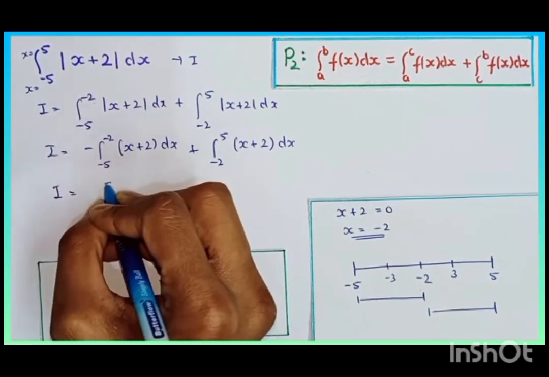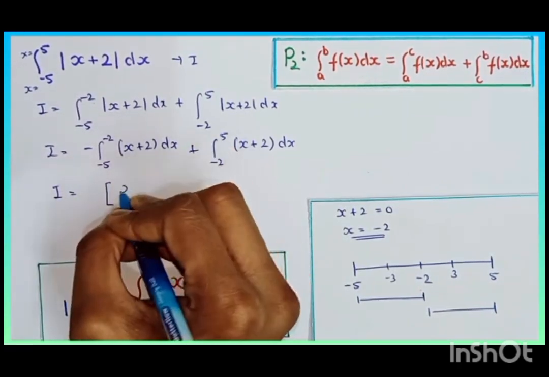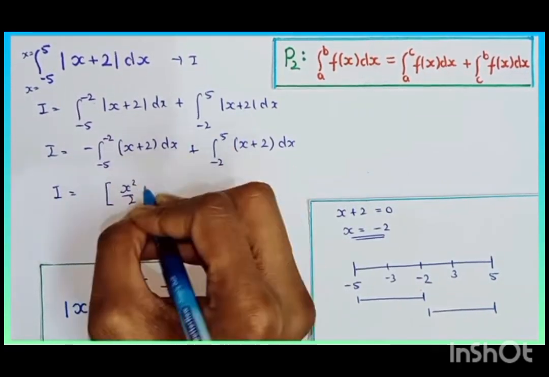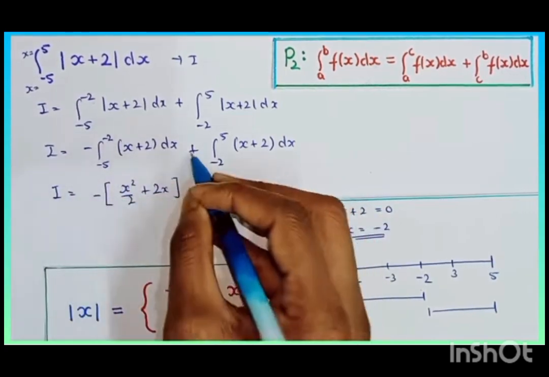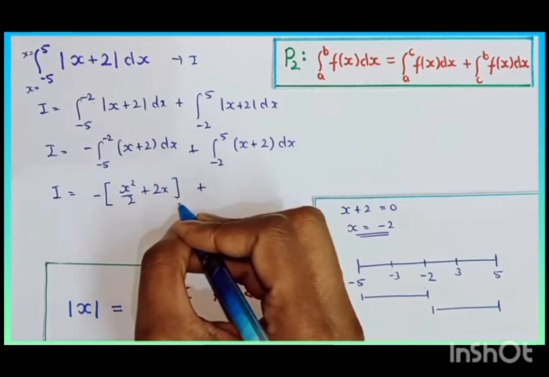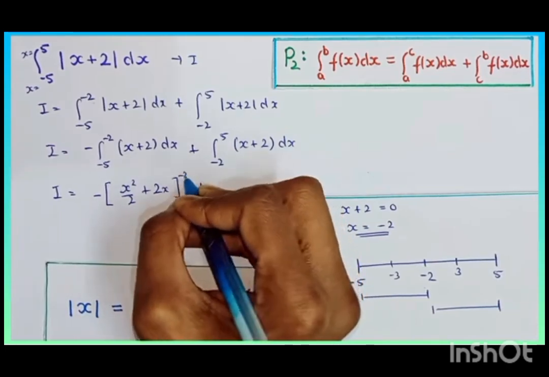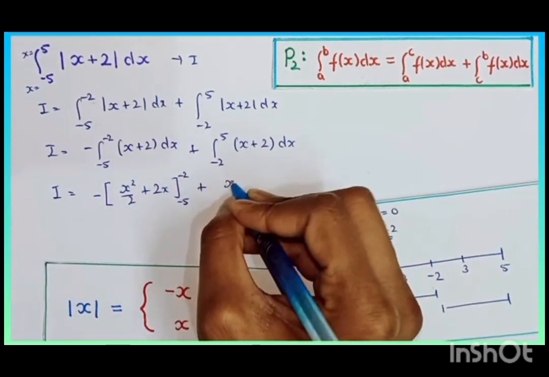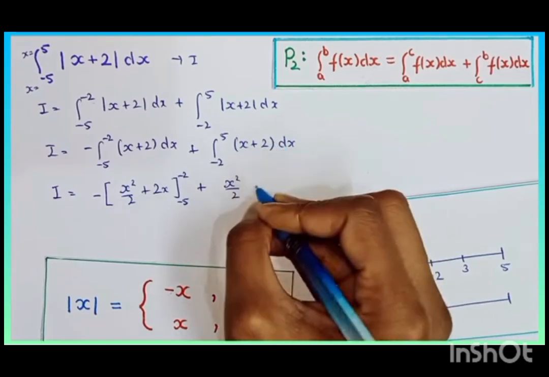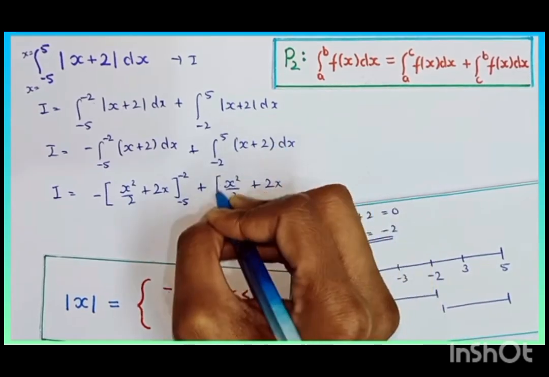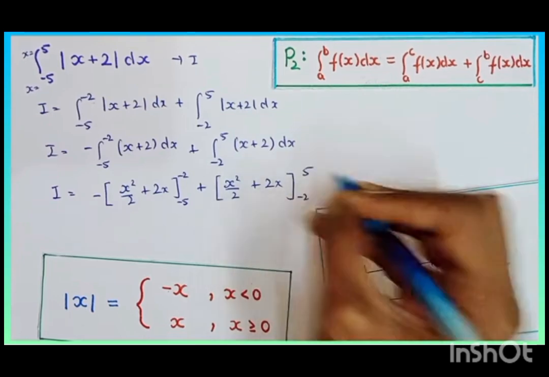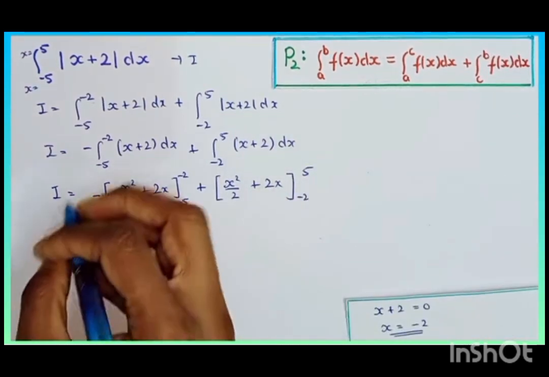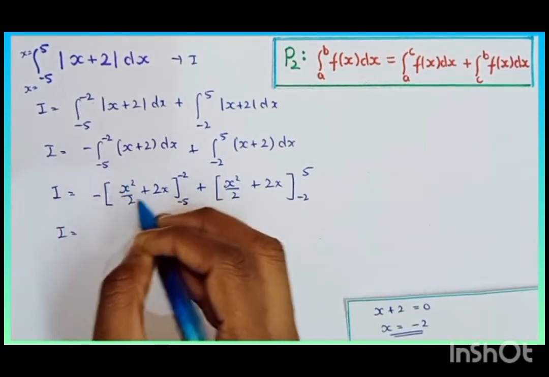Now, it's easy to integrate. So, what do we get here? What's the integration of x? It's x squared over 2. What's the integration of 2? It's 2x. The minus is in the multiplication. Then, plus, where the limit is -2 to 5, we'll get x squared over 2 here too, and the integration of 2 is 2x. So first we have to put the upper limit, -2, wherever x is.